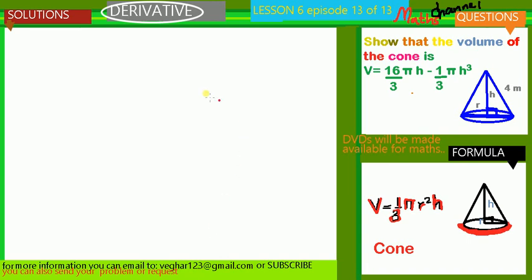Let's look at this problem. Show that the volume of the cone is this one. So to show that the volume of a cone is this one, you must know the equation of the cone.